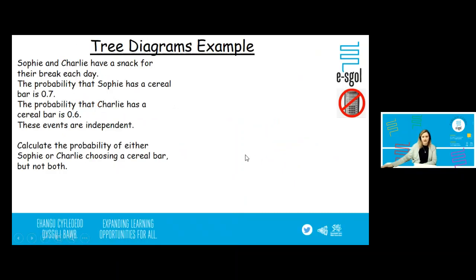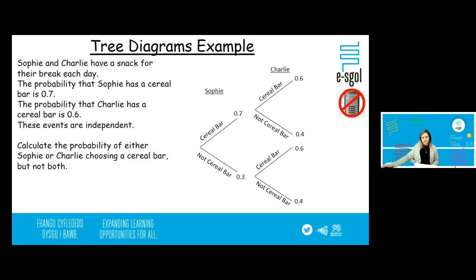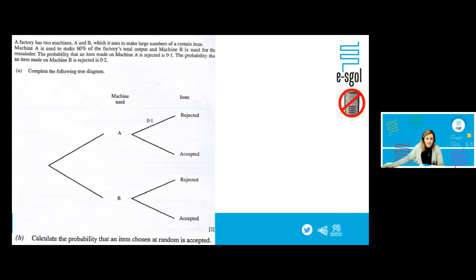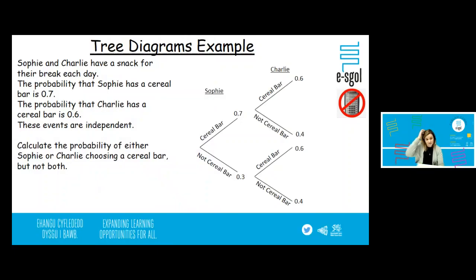Right, we're actually going to go back now to the question we started with, which was the question to do with Sophie and Charlie and the cereal bars. So that was the diagram you would have had, and the one I drew up earlier. The one we did earlier was not having a cereal bar, not having a cereal bar. But the next part there says, calculate the probability of either Sophie or Charlie choosing a cereal bar, but not both. So this is another way that you could be tested on using your tree diagrams. It might not be that you only get one outcome from there.